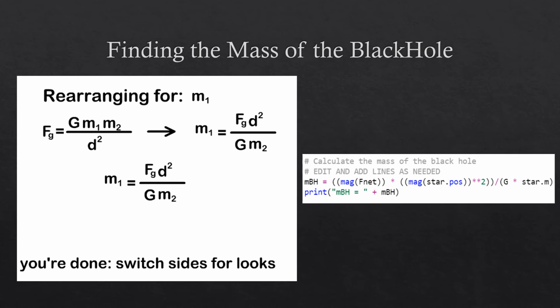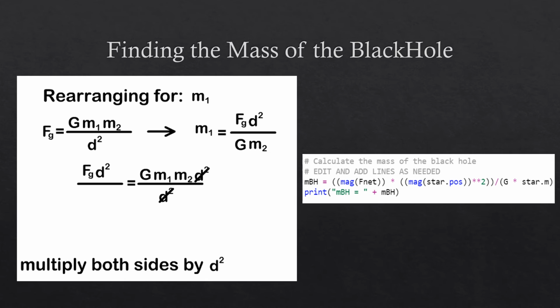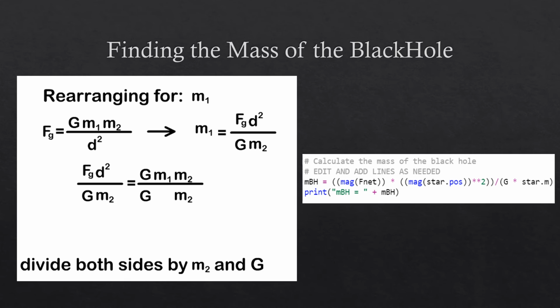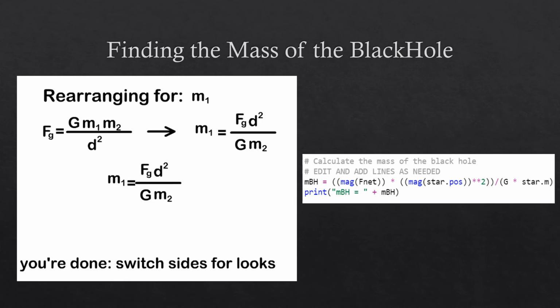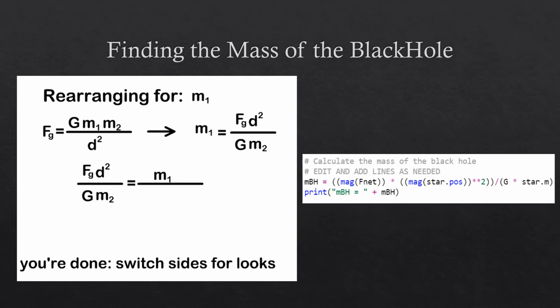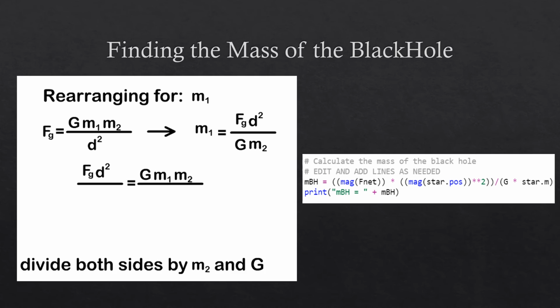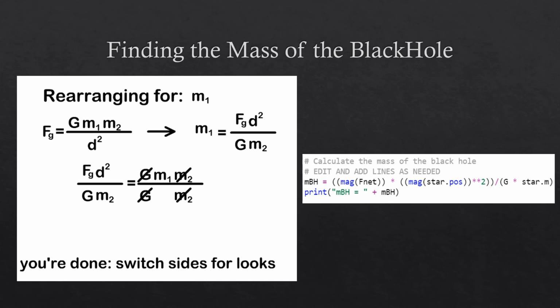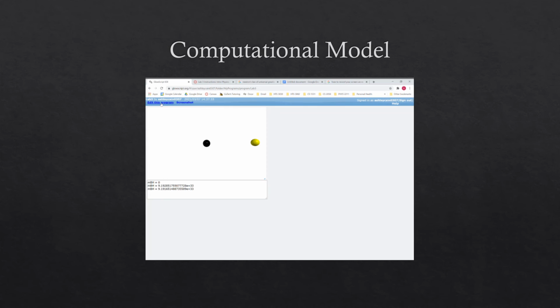I changed the equation to be equal to the mass of the black hole and used values from the magnitude of F net, the mass of the star, and magnitude of the distance between the star and the black hole to produce the mass of the black hole during each iteration. This value changed slightly each time because F net changed with the variation in change of momentum during each interval, but produced a value consistently around 9.18 times 10 to the 33rd kilograms. Here is a model of this program.